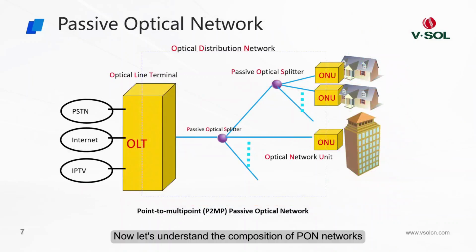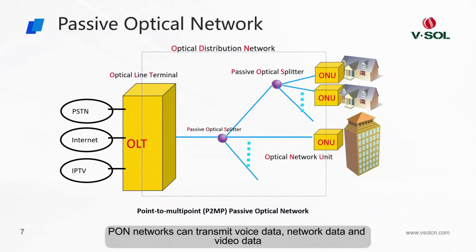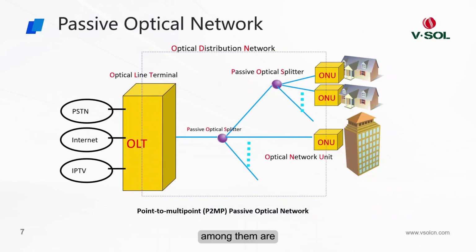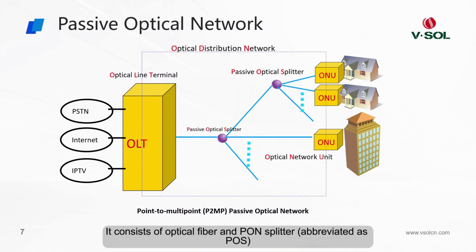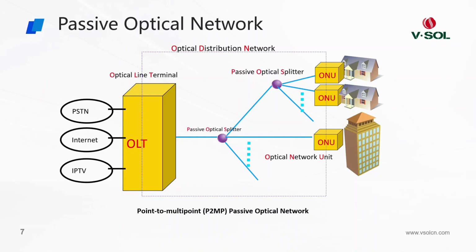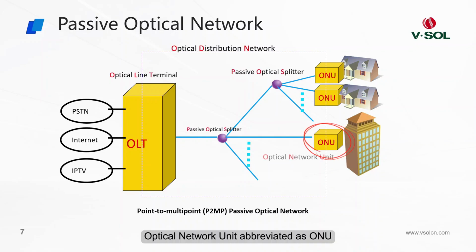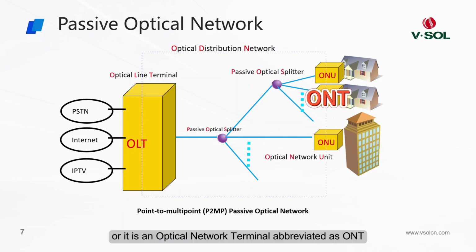Now let's understand the composition of PON networks. This is its typical network. PON networks can transmit voice data, network data, and video data. Among them are optical line terminal, abbreviated as OLT, optical distribution network, abbreviated as ODN. It consists of optical fiber and PON splitter, abbreviated as POS. Optical Network Unit, abbreviated as ONU. Or it is an Optical Network Terminal, abbreviated as ONT.